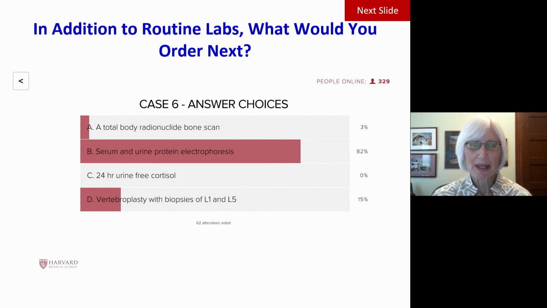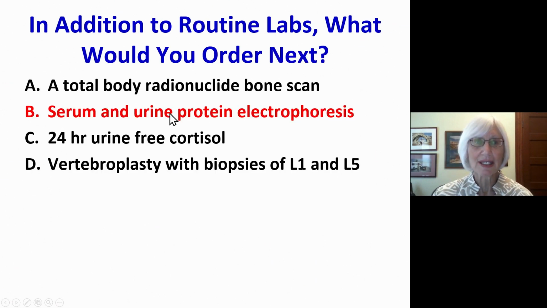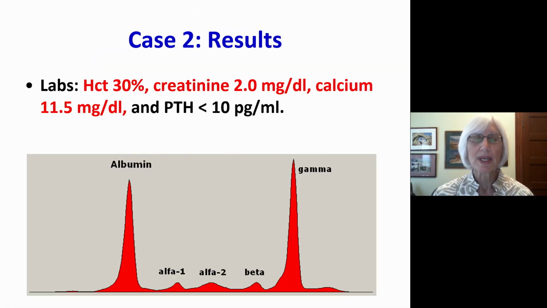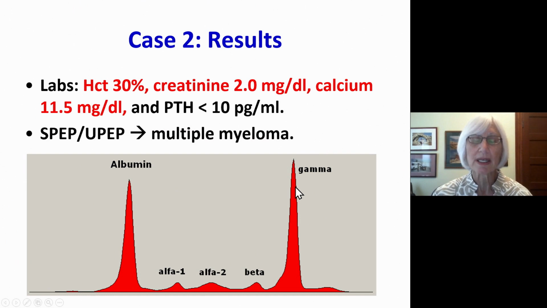Okay, I think the answer would be between B and D. So let's move on. The correct answer is B, serum and urine protein electrophoresis is the next test. So this patient on screening had a hematocrit of 30, creatinine of 2, calcium of 11.5, and a PTH less than 10. This was a real patient who was sent to me for osteoporosis. And here is her SPEP showing multiple myeloma with a gamma spike.